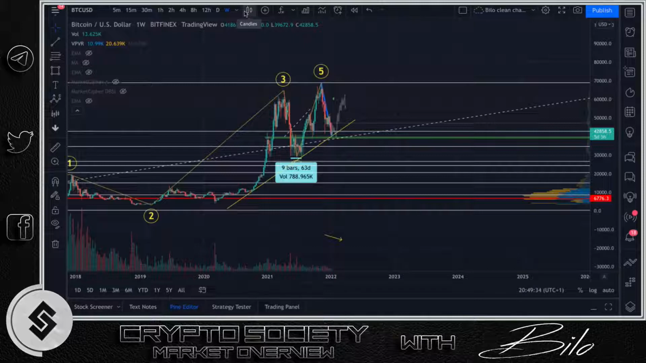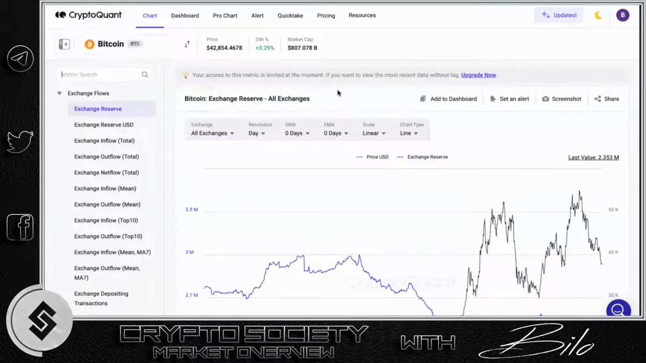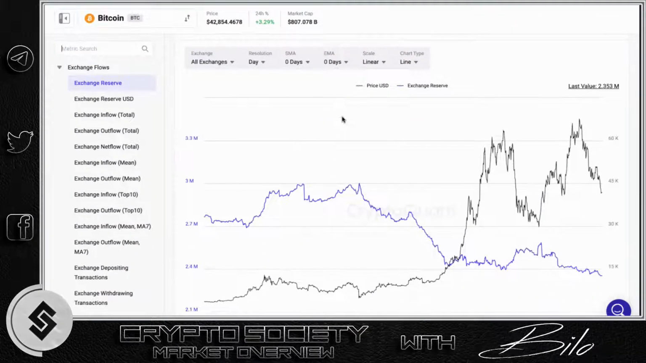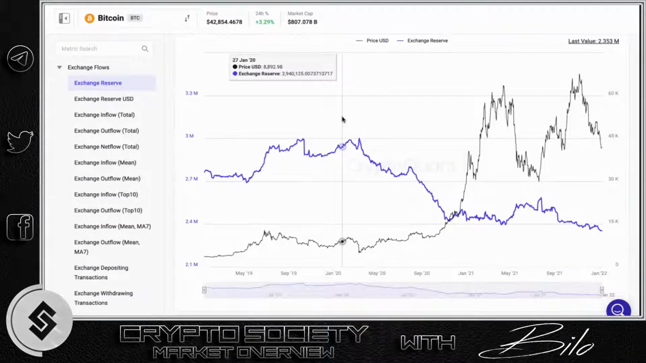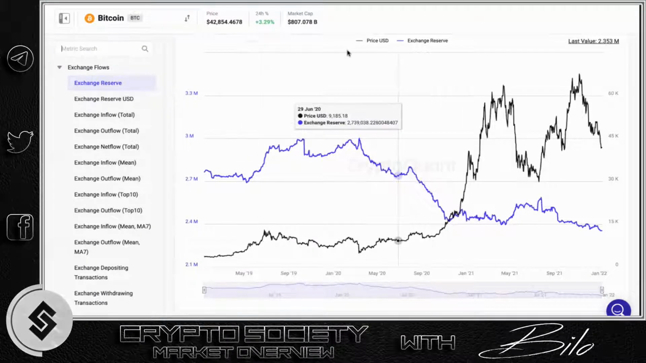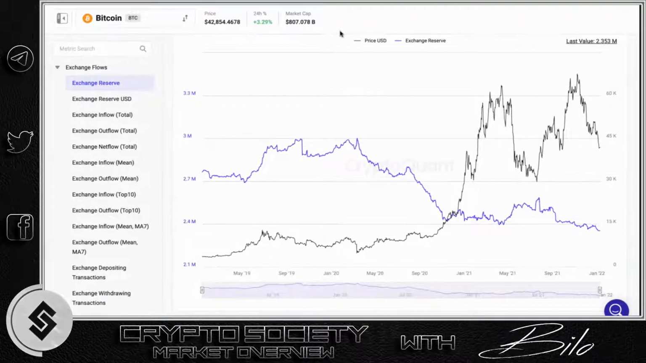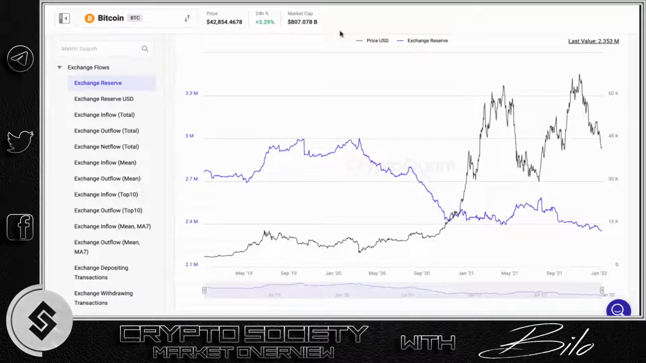There's the Fed in the States. There's a lot of reasons for Bitcoin to go down. But for me, the most important thing is, what are people doing, and what are the whales and the people with the most Bitcoin doing? And this here is a chart on CryptoQuant. You guys can access the same chart. Just get an account, and you could look at it.